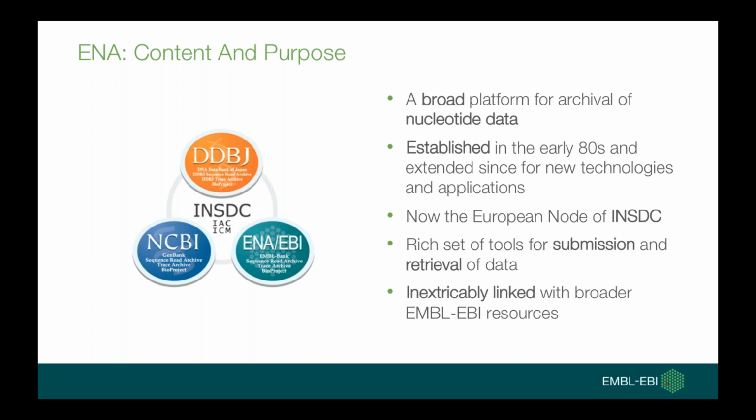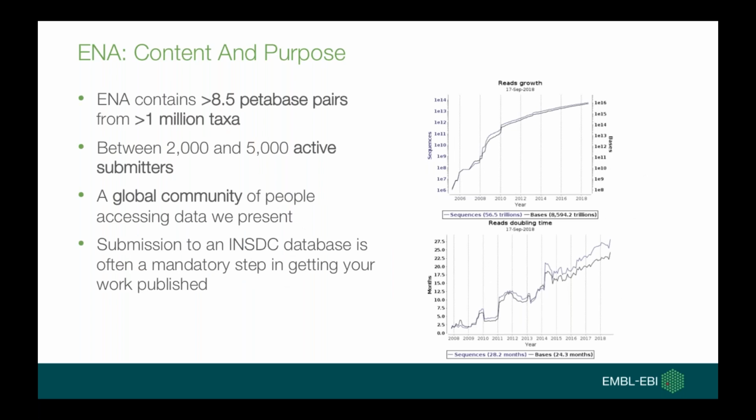So we provide a rich set of tools for submission and retrieval of data. We'll be talking a little bit about these submission ones as we go. And we're very much linked in with other resources around EMBL and EBI, who use subsets of ENA data in various ways to create interesting other services. As of September, we contain more than 8.5 petabase pairs from over 1 million different taxa. So our collection is really extensive, and that gives us a lot of power to do some really interesting stuff and to empower other people to do interesting stuff. At any given time, we have between 2,000 and 5,000 active submitters who come from all over the world. There's a global community of people accessing and submitting data to ENA.